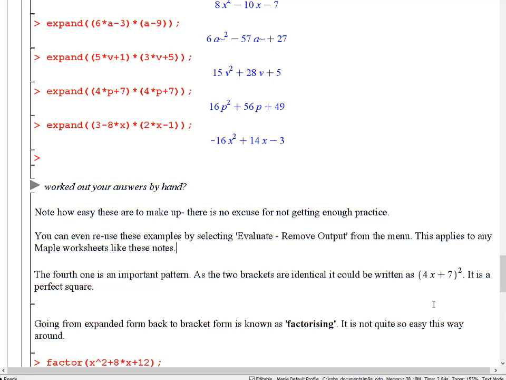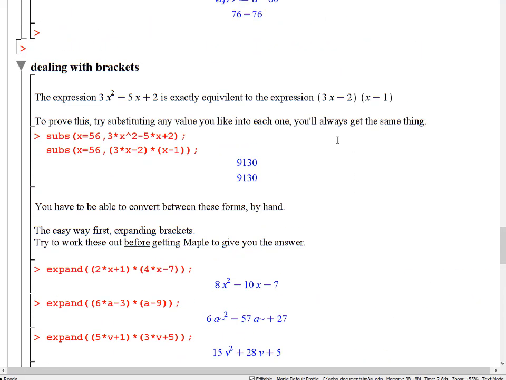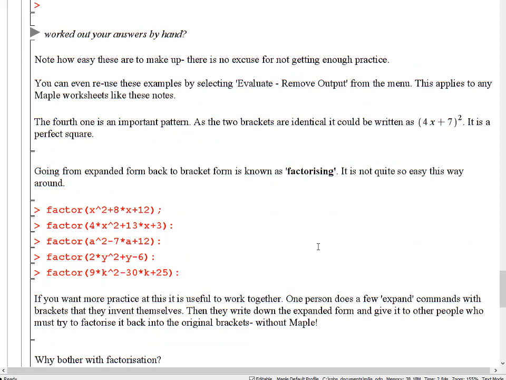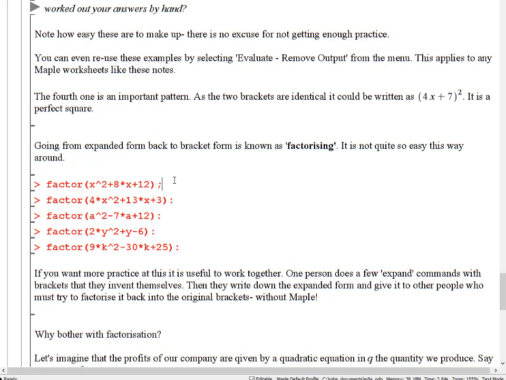Notice before we move on that in this one here, 4p plus 7 times 4p plus 7, the two brackets are the same. So you could also write it like this. That's called a perfect square. We'll look at some more of those in a while. Okay, so that's how to get from this form to this form. Going from this form the other way is slightly harder. That's called factorising. Not quite so easy. It's a matter of practice.